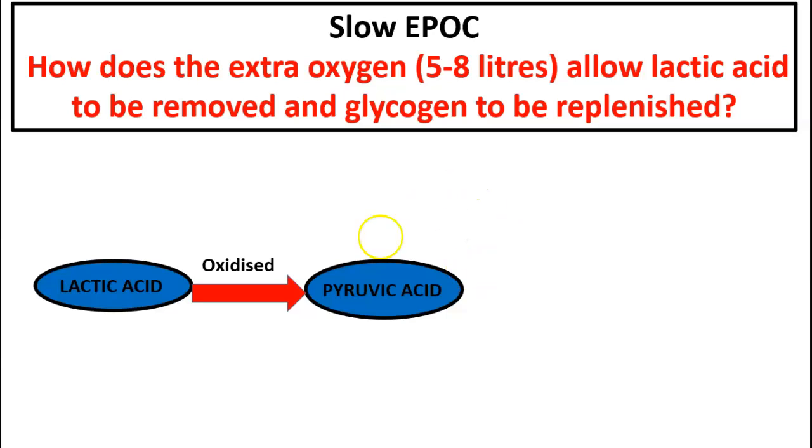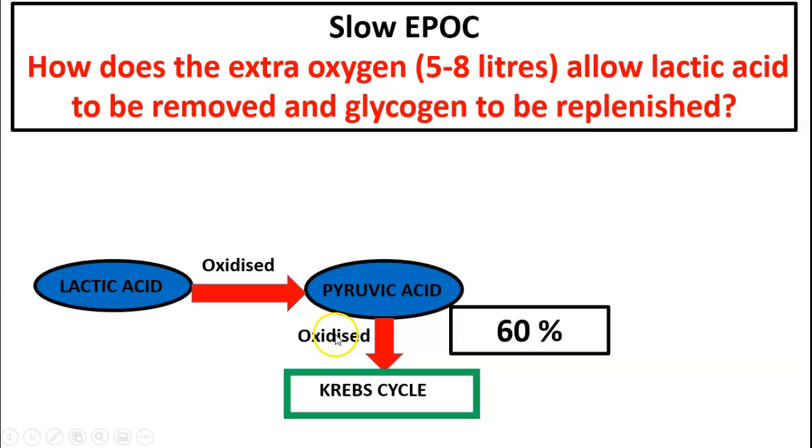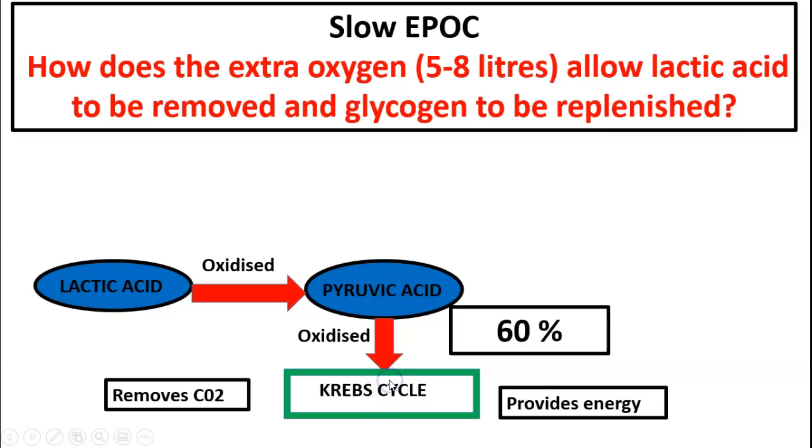The first way that pyruvic acid is converted is responsible for 60%, okay? So 60% of pyruvic acid is converted or oxidized, we can use, into the Krebs cycle in the aerobic system, which you'll remember. And when that pyruvic acid is oxidized into the Krebs cycle, it allows us to remove carbon dioxide, and it provides us with energy. Now, we don't need to talk about ATP in this case, we just need to say it provides us with the energy we need to help our recovery process.